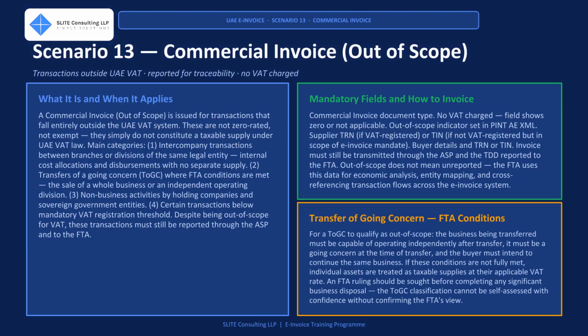Scenario 13 is the commercial invoice, out of scope. Used for transactions outside the UAE VAT system entirely. Not zero-rated, not exempt, simply not a taxable supply under UAE VAT law. Four main categories. 1. Intercompany transactions between branches or divisions of the same legal entity. Internal cost allocations and disbursements with no separate supply.